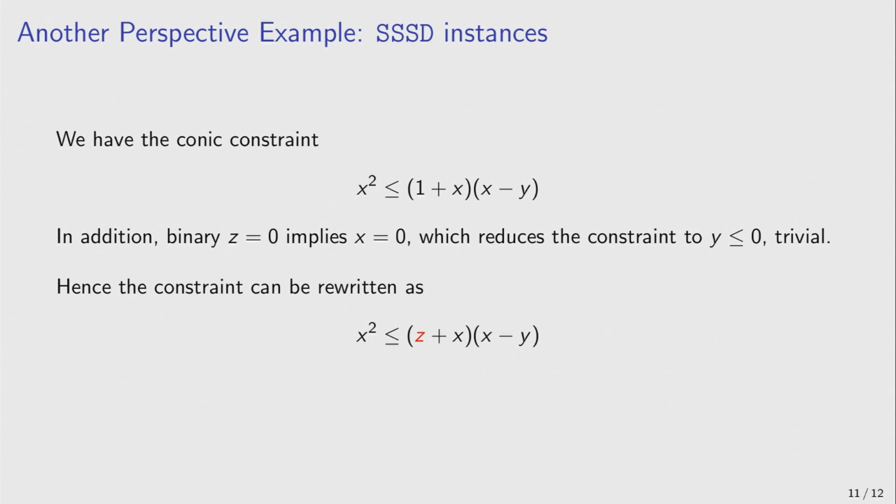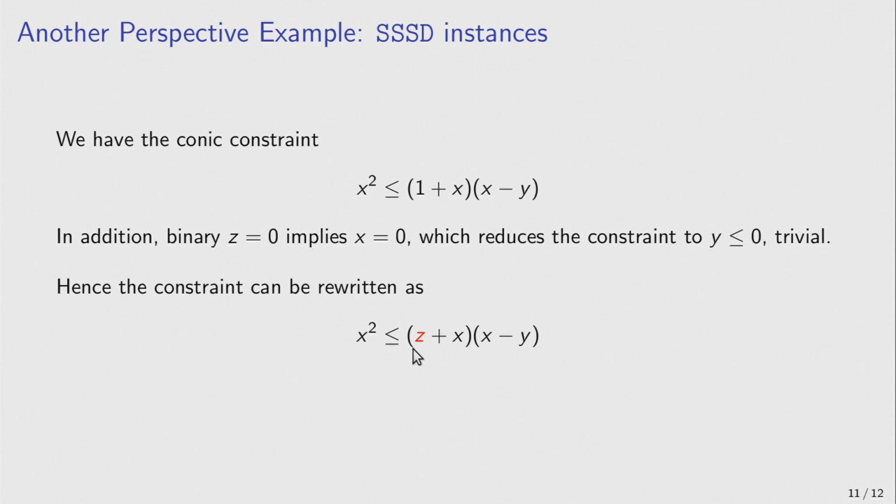Okay, and the nice thing now is that you have this binary variable, which is if z is equal to 0, then x is equal to 0, and then y is less than or equal to 0. And so we can now replace the left-hand side here, the 1, by a z, and get an equivalent constraint.